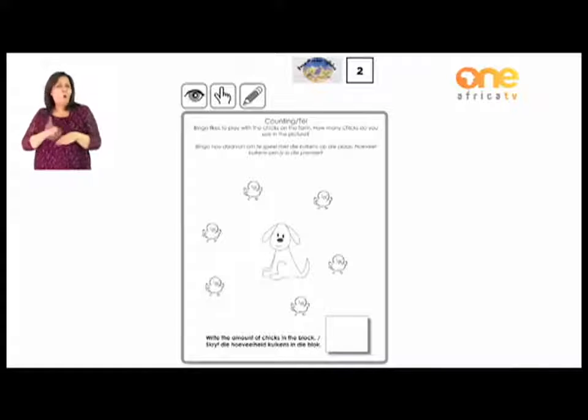Let's count together. 1, 2, 3, 4, 5, 6. How many chicks did we find? 6 chicks. Now may you please write the number 6 in the block right at the bottom of page 13. Well done.